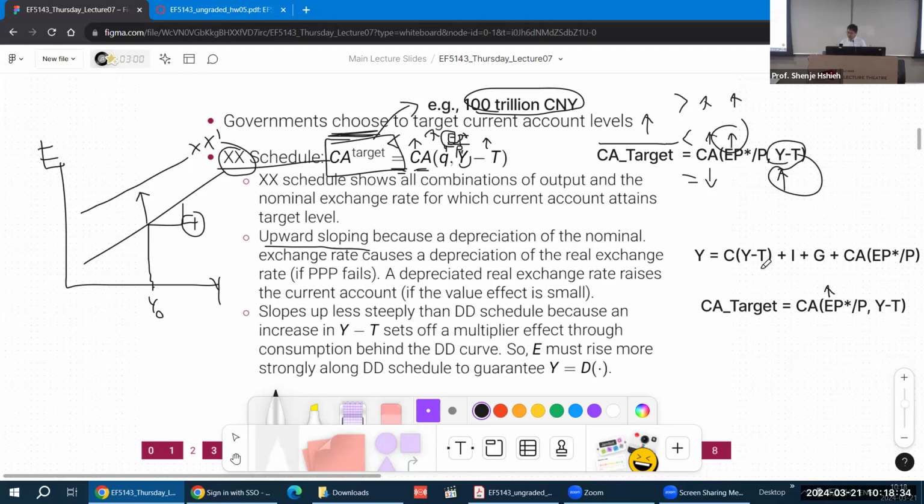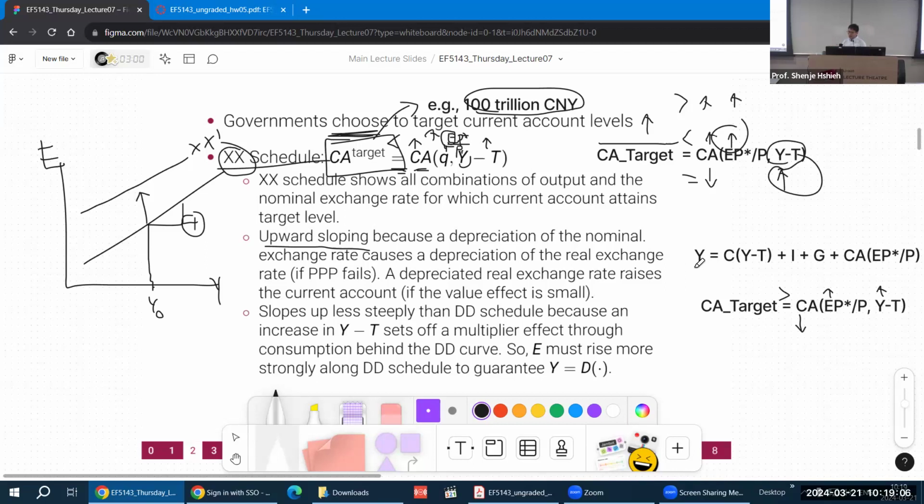Sorry, let me do it the other way. Let's have an increase in Y, okay? An increase in Y is going to have a negative effect on the current account, which means the current account decreases, which means that we're going to be under our target. Agree? So E has to respond in such a way to restore that equality, right? And E has to move upward to do that. Agree? So that's clear, I hope.